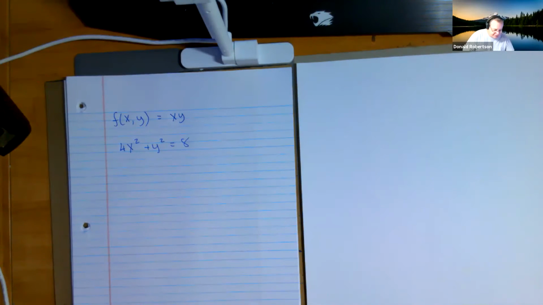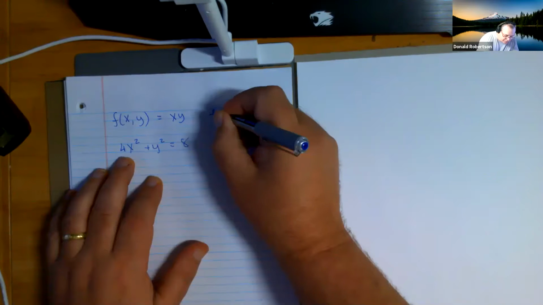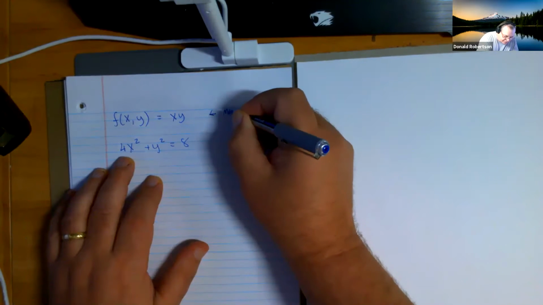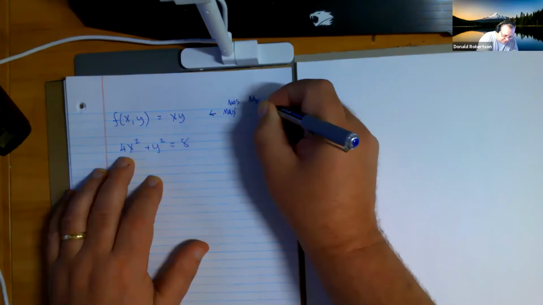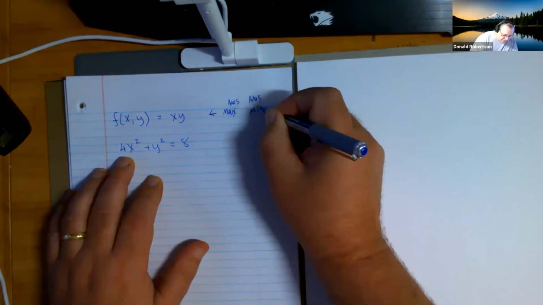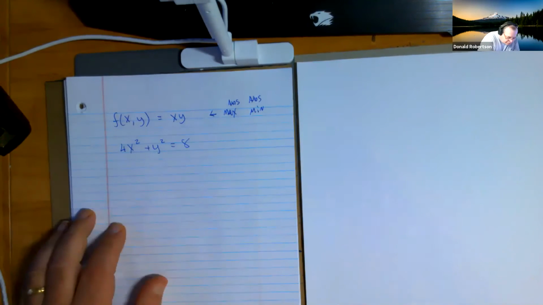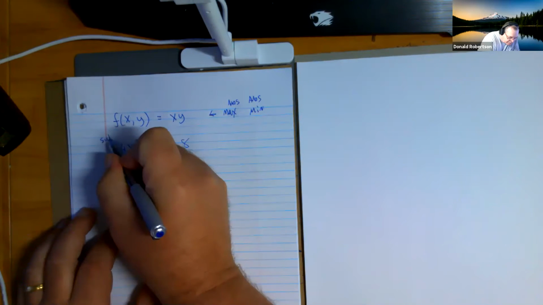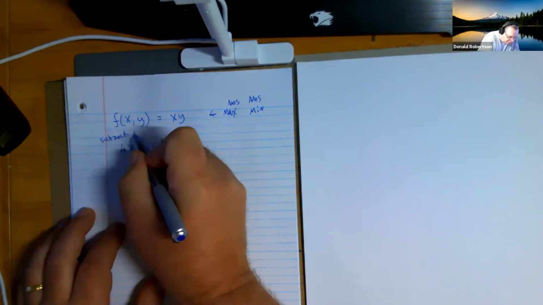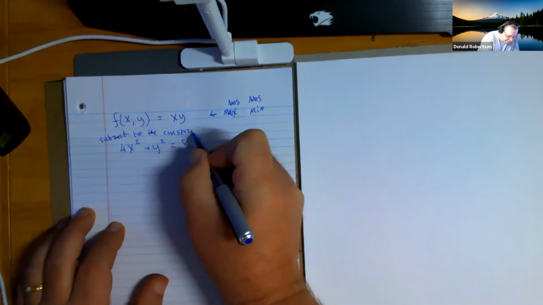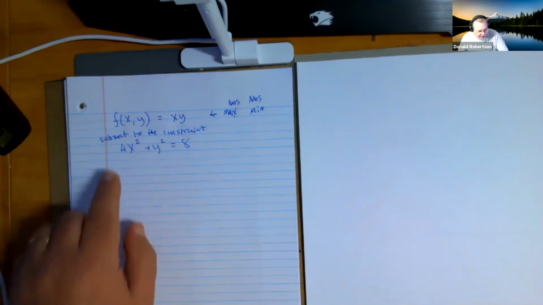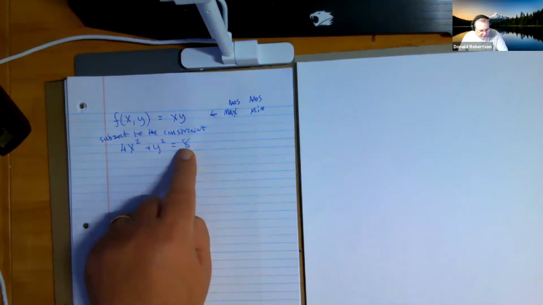Lagrange to do this question. We're being asked to find the absolute maximum and absolute minimum of this function subject to the constraint that 4x squared plus 4y squared equals 8.